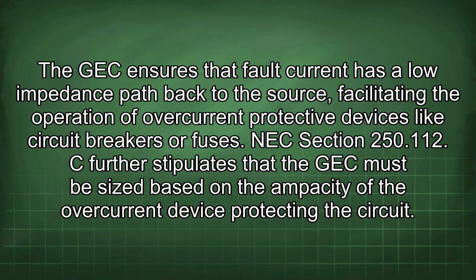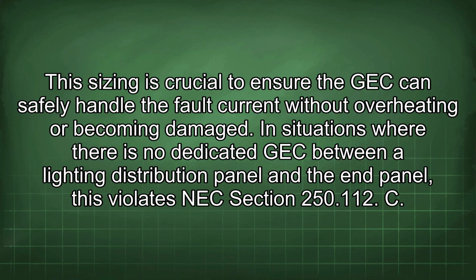The GEC ensures that fault current has a low impedance path back to the source, facilitating the operation of overcurrent protective devices like circuit breakers or fuses. NEC Section 250.112 C further stipulates that the GEC must be sized based on the ampacity of the overcurrent device protecting the circuit. This sizing is crucial to ensure the GEC can safely handle the fault current without overheating or becoming damaged.